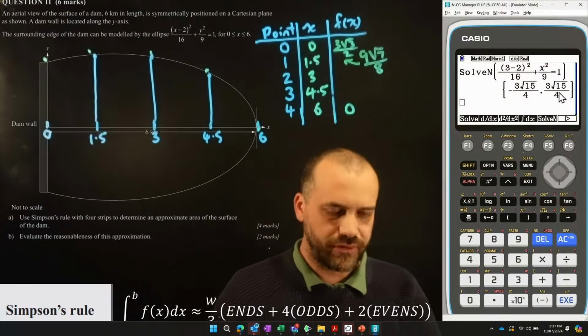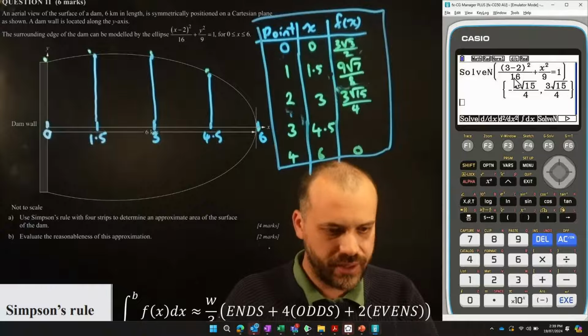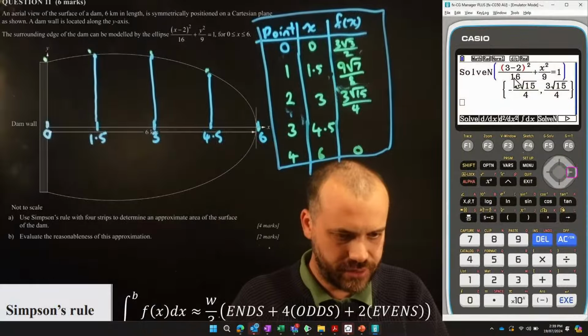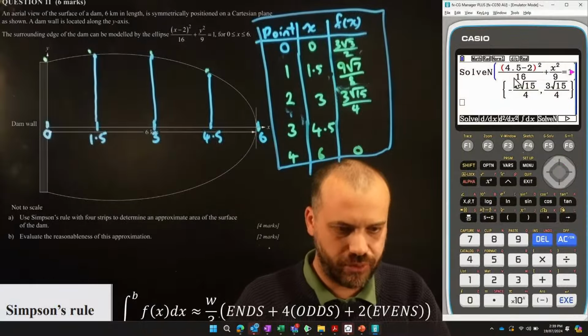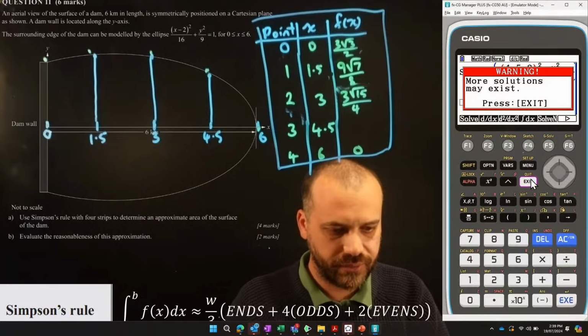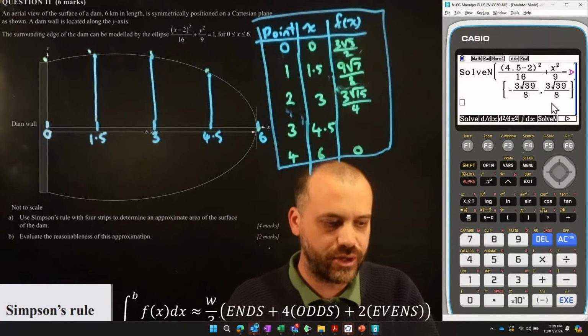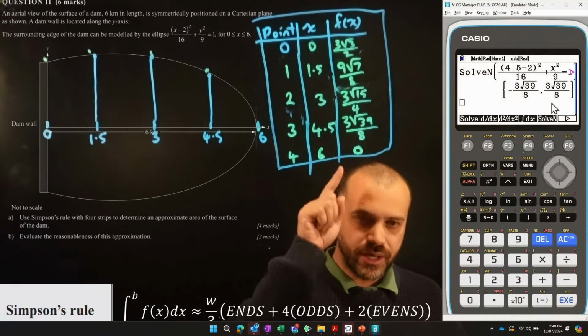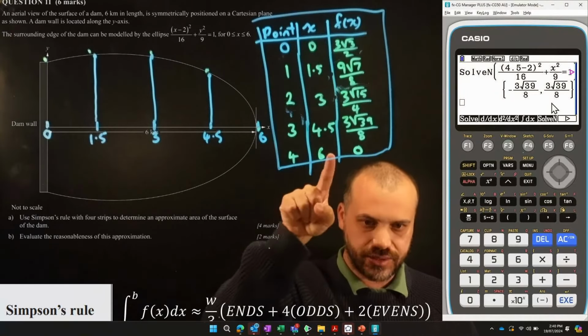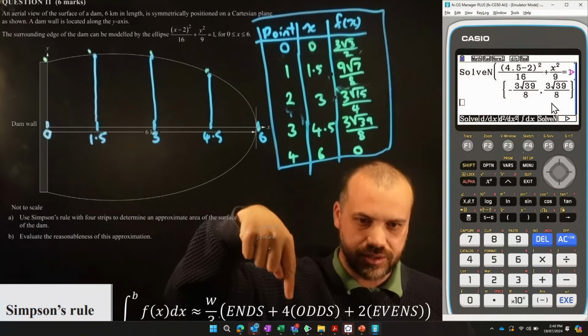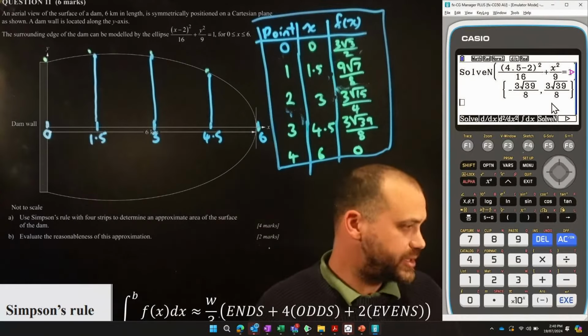And I can do 3 root 15 on 4. And then my last answer here, let's do that one, 4.5. Yep, 3 root 39 on 8. So now that we've done this, we can put it all into this formula here. That's going to take some writing out.